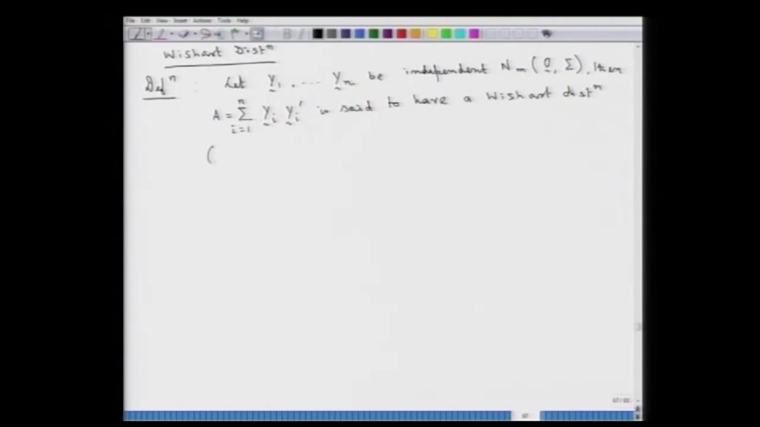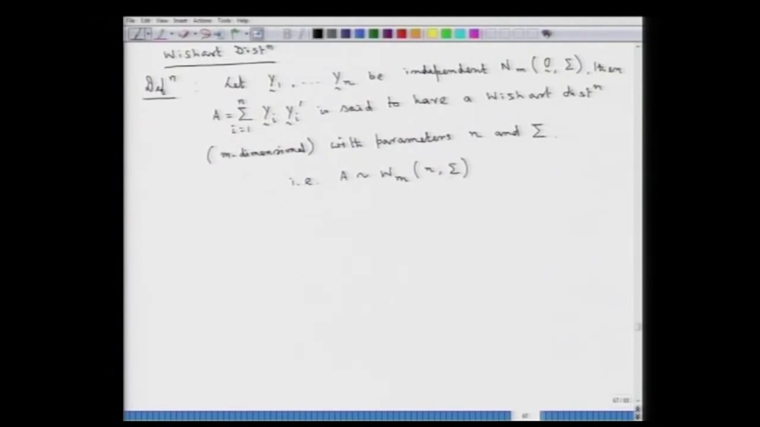It is going to be of the order of this particular matrix, which is m, because we have each of these multivariate normals as m dimensional. So, y_i y_i transpose is going to be an m by m random matrix. So, this is an m dimensional Wishart distribution with parameters n and sigma. We write it as A following a Wishart distribution with parameters n and sigma. This n is associated with the number of normal random vectors, that is y1, y2, ..., yn.